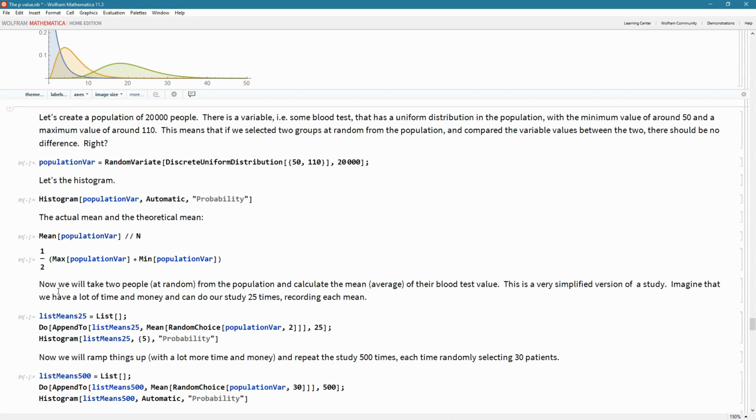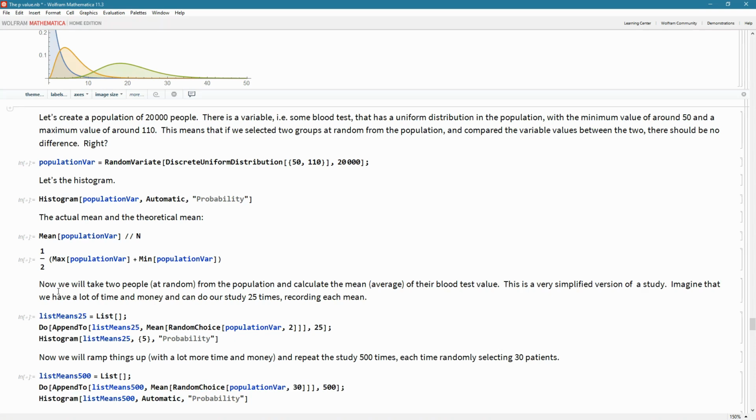And let's just assume that this blood test can take any value. If I were to take all those 20,000 people and do this blood test on them, there's an equal likelihood of all the different possible values being available. So it's again a uniform distribution in the population. But this blood test has a minimum value: the patient that has the lowest value is a 50, and the patient that has the highest value has a value of 110.